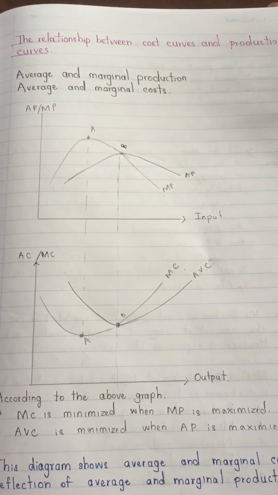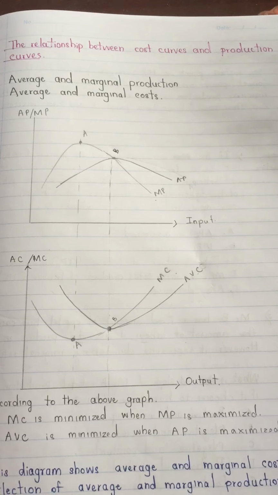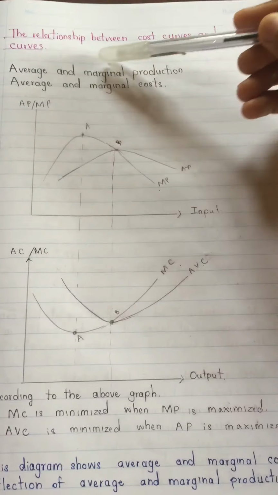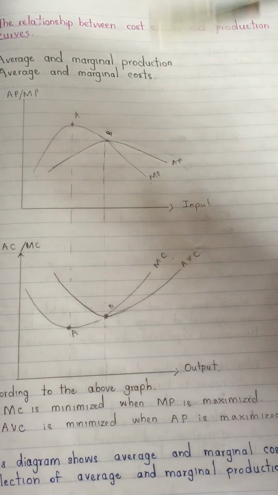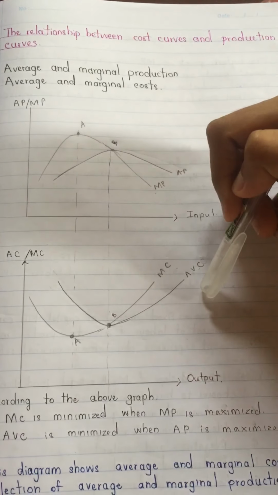So now I'm going to explain to you the relationship between cost curves and production curves. The first graph represents production and the second graph represents the cost. So we have two types of production and two types of cost curves.